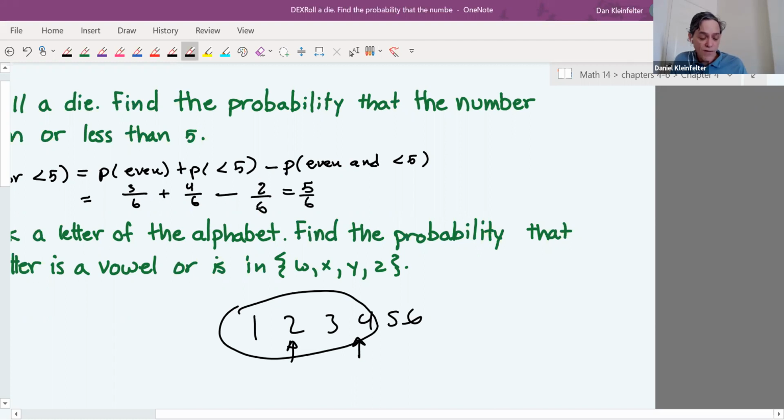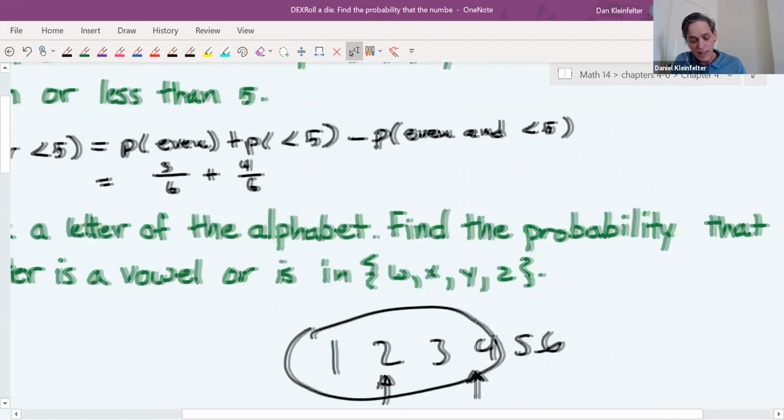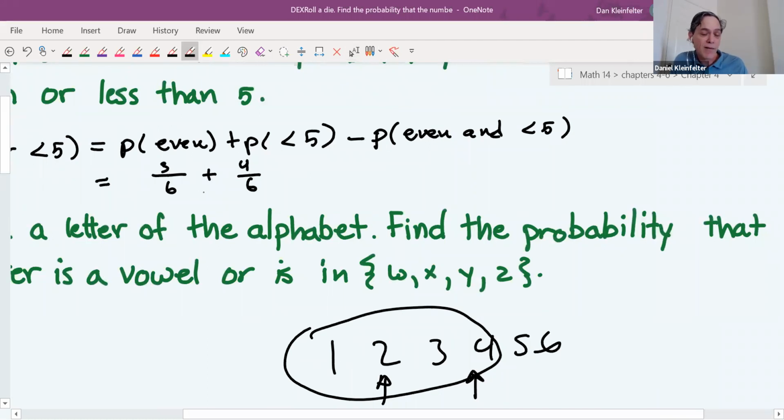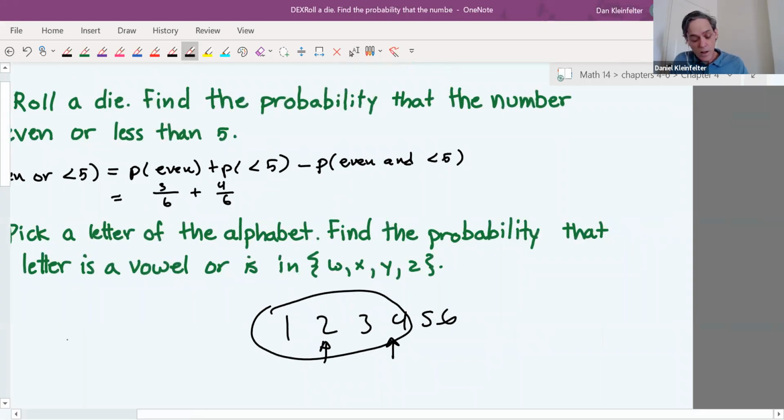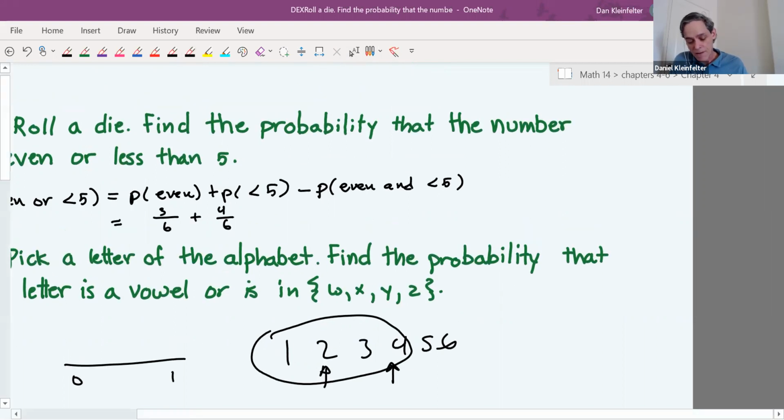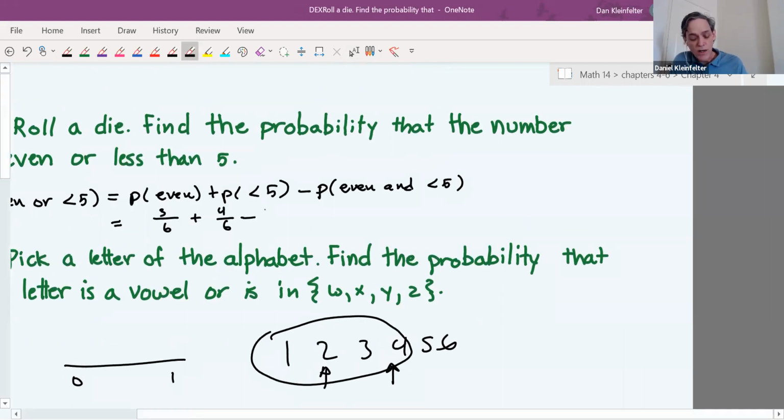Notice that if I wasn't paying attention, if I didn't bother watching the last video, if I just stopped and said, okay, well, this is 3/6 plus 4/6, that's 7/6, right? But we know that probabilities all lie on the interval between 0 and 1, so you can't have a probability that's 7/6. That would tell me that something is wrong, and I'd better go back and fix it. And sure enough, we're missing that last 2/6. So in all, we have 5/6 for our probability.